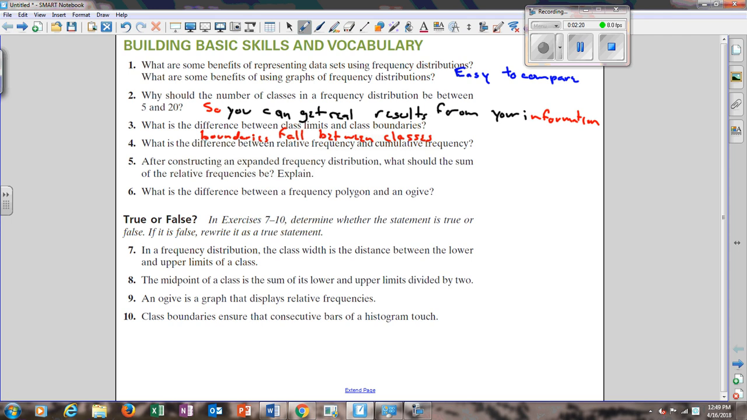What is the difference between relative frequency and cumulative frequency? Relative is a comparison of one category or one class with the rest. Cumulative is adding them all together.